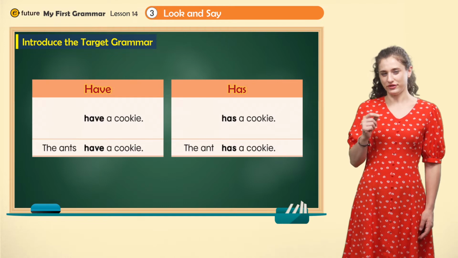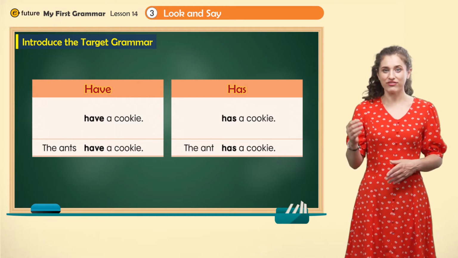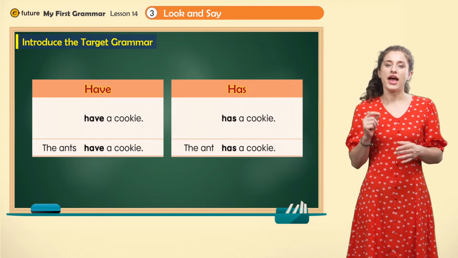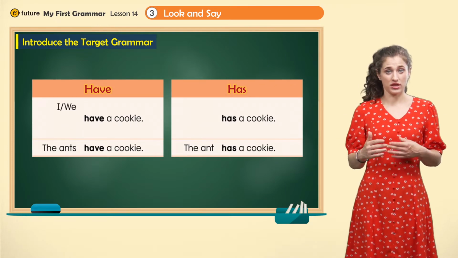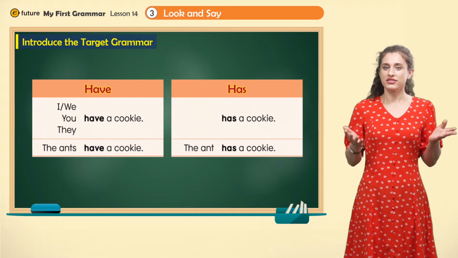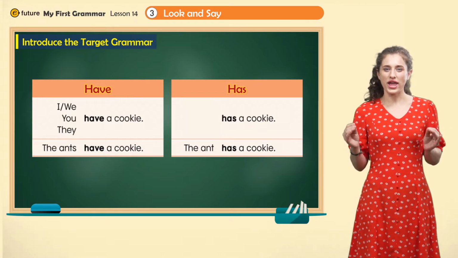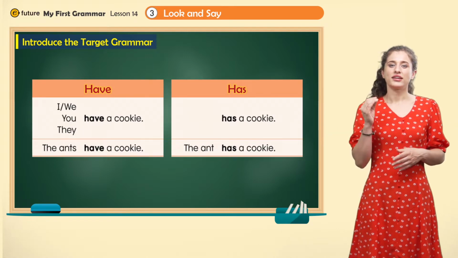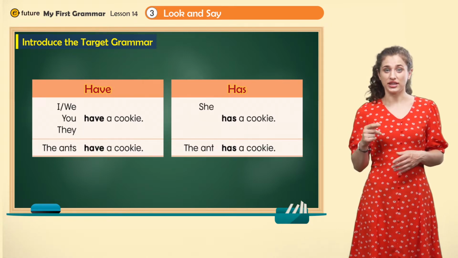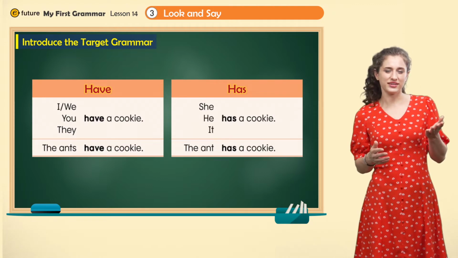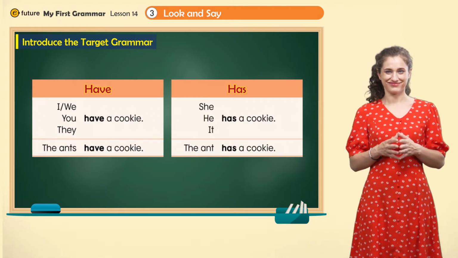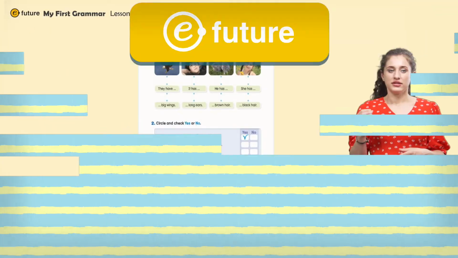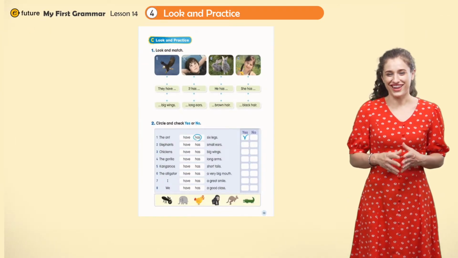Let's do a quick review. Remember, have and has. When do you use have? After I, we, you, they, the ants. And when do you use has? Together with she, he, it, the ant. Okay, very good. Now, let's move on to the next page.